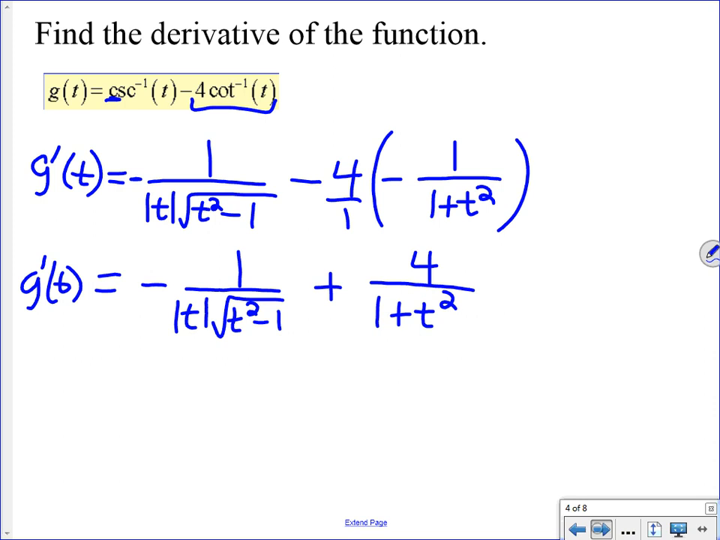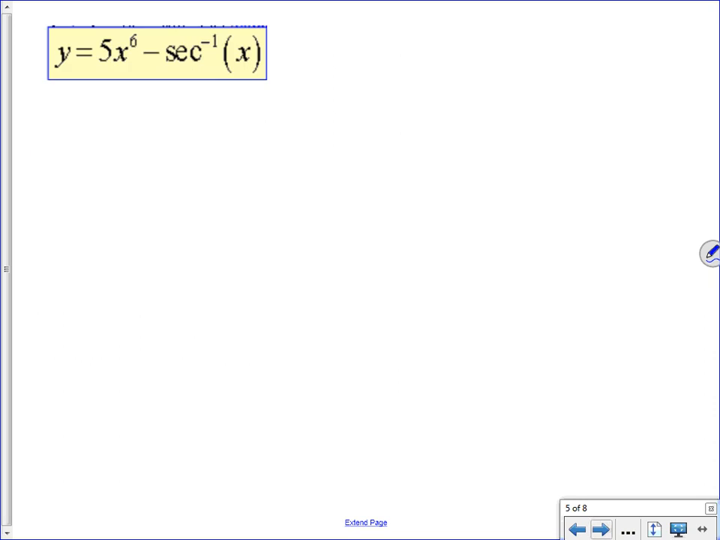All right, let's look at another example. So here we have y equals 5x to the 6 minus inverse secant of x. So again, to find the derivative here, we're just going to differentiate each term. So y prime would equal the derivative of 5x to the 6. We just need the power rule for that. That would be 30x to the 5th power.